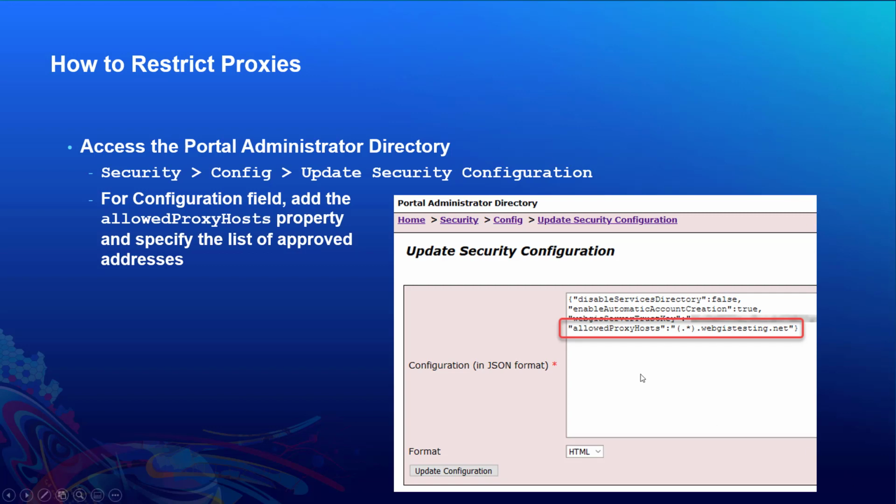If you note in this example, you can use wildcards with the allowed proxy host parameter using the expression open parenthesis dot star close parenthesis star with the domain at the end, and that will help to limit the resources that can be proxied to other resources and help to prevent potential SSRF attacks.